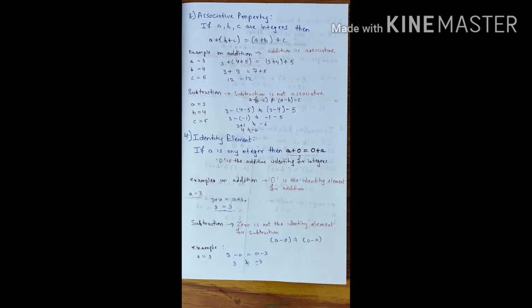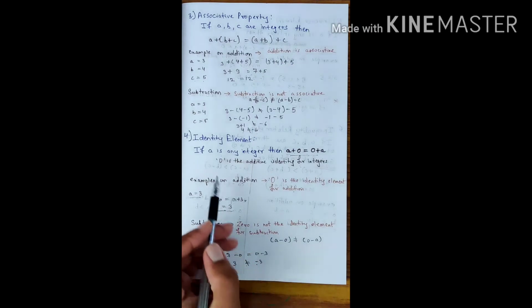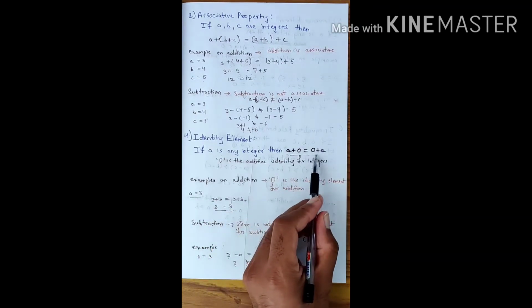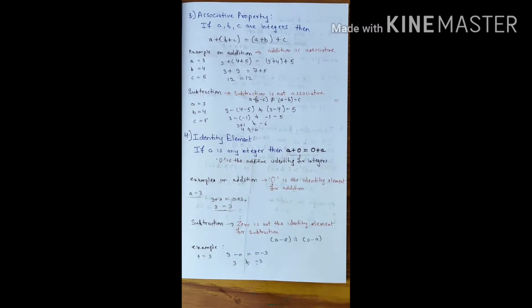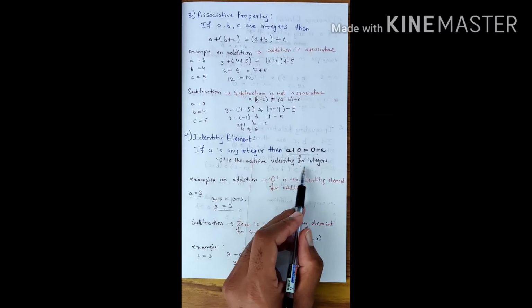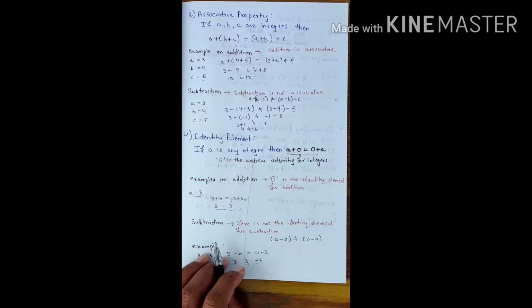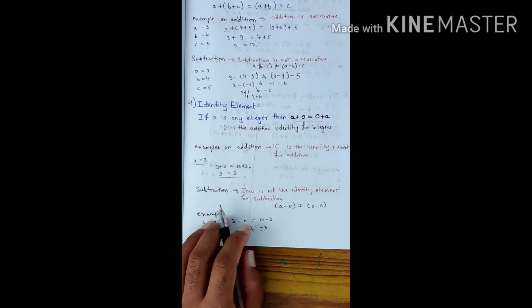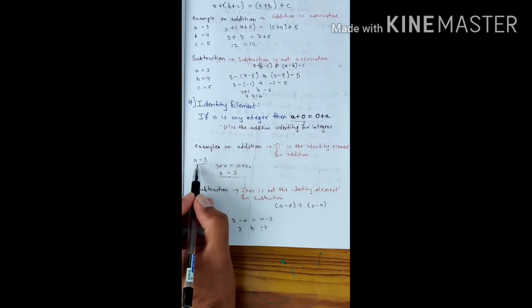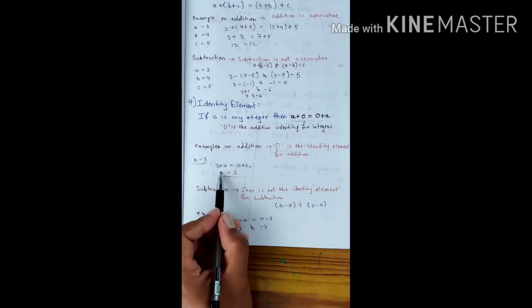Coming on to your fourth, that is identity element. Now let us see what happens in this. If a is any integer, then a plus 0 should be equal to 0 plus a. Now we'll see whether 0 is the additive identity for integers or not. We'll see this with an example. First we'll see an example of addition. If we take a as 3, we'll now put the value of a.